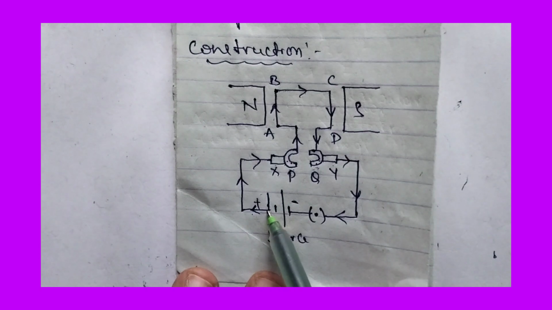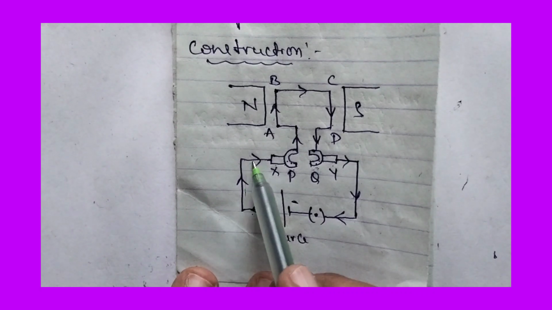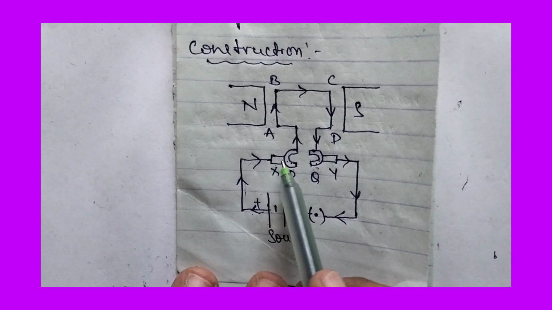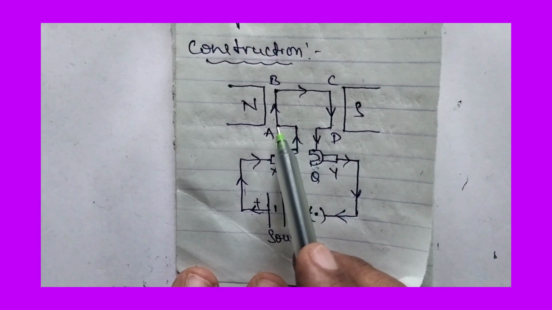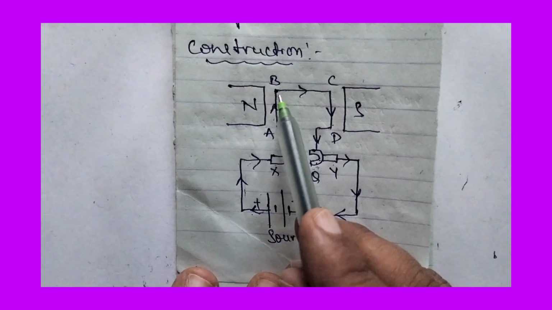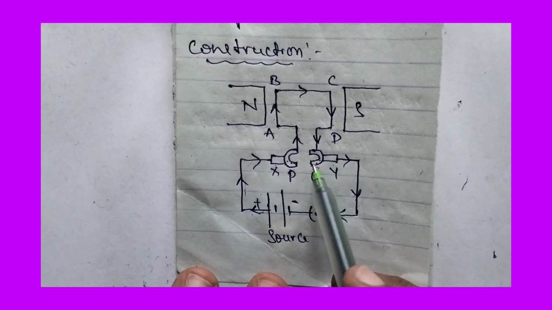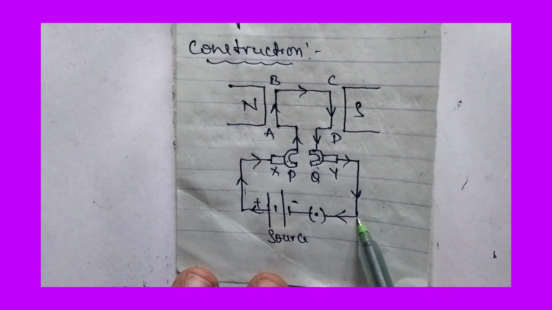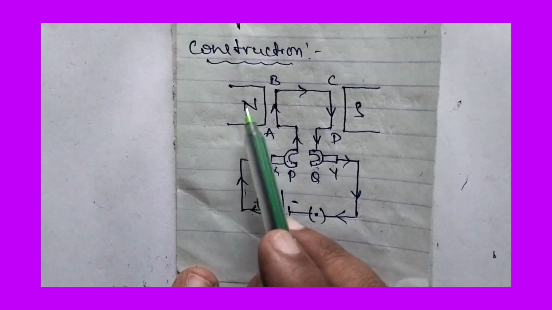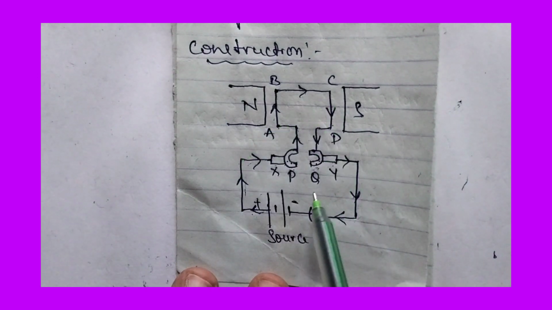Now the current starts to flow. The current starts flowing from the positive terminal. From the positive terminal the current comes to brush X. From brush X it moves to split ring P. From split ring P to A of the rectangular coil. From A to B. From B to C. From C to D. From D to split ring Q. From split ring Q to carbon brush Y. From carbon brush to the negative terminal of the battery. Like this, the path of the current is completed.